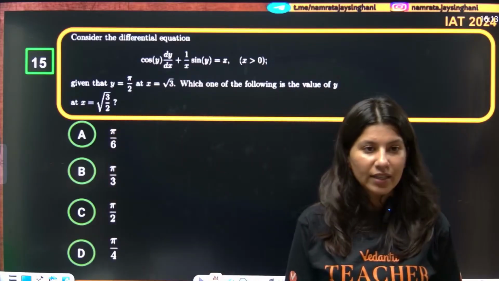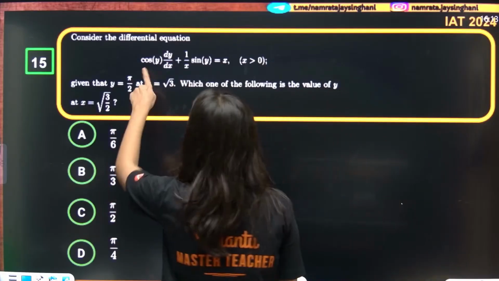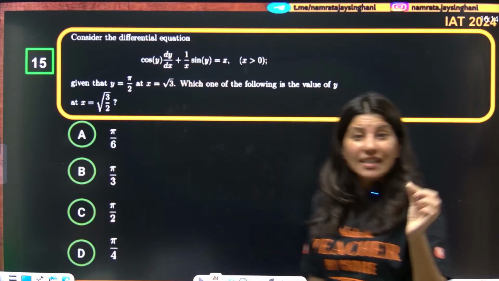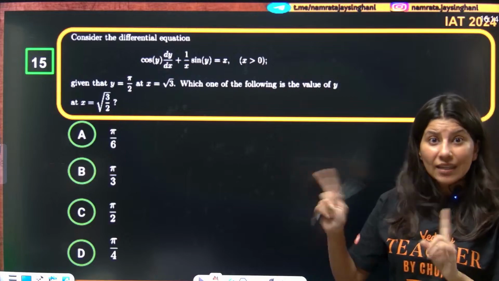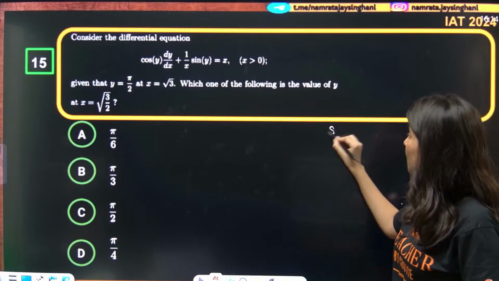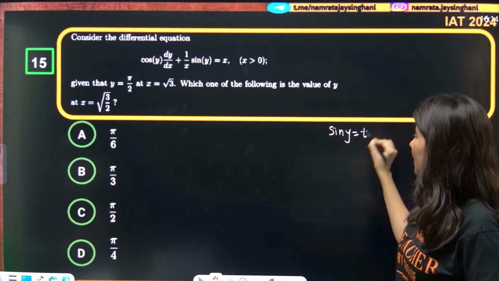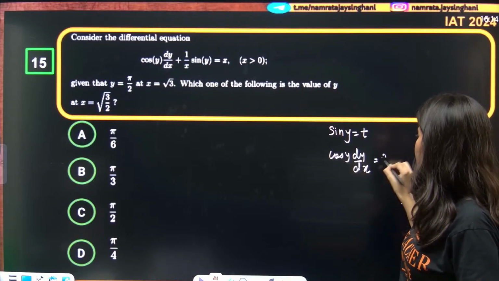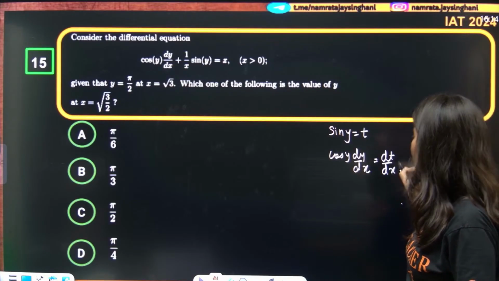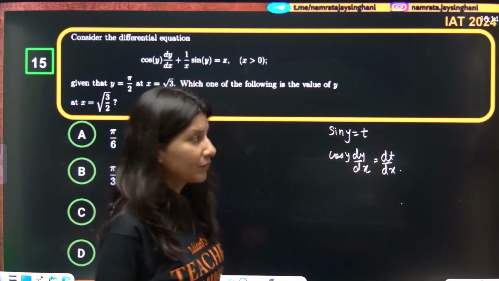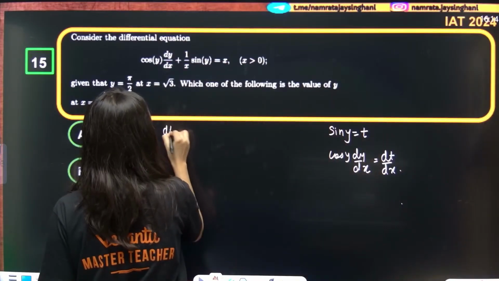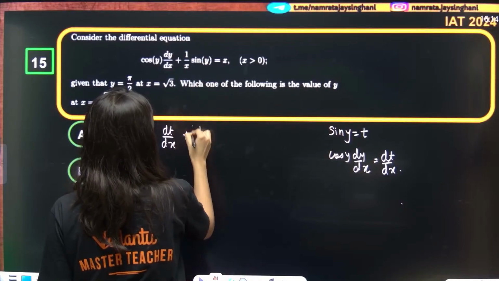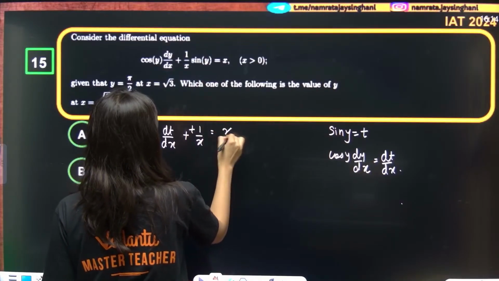Okay, differential equation. So cos y dy by dx plus 1 by x sin y is equals to x. So this is a linear differential equation but not the direct one. Once you put sin y is equals to t, so cos y dy by dx will become dt by dx. Then you are going to understand. So this is dt by dx plus 1 by x, t into 1 by x is equals to x.